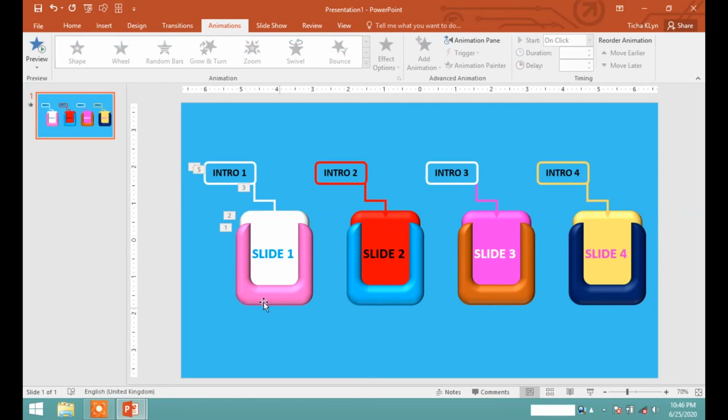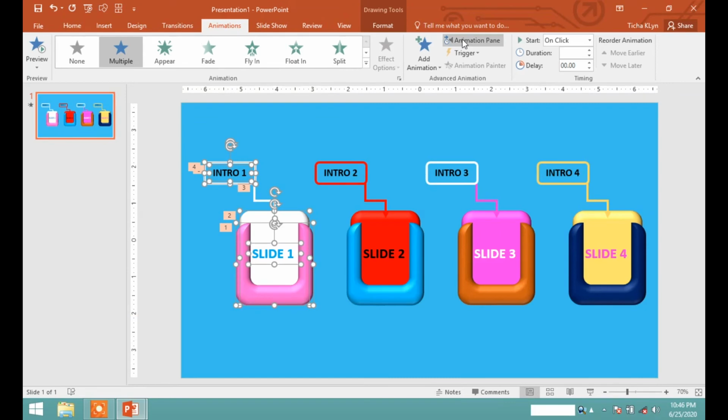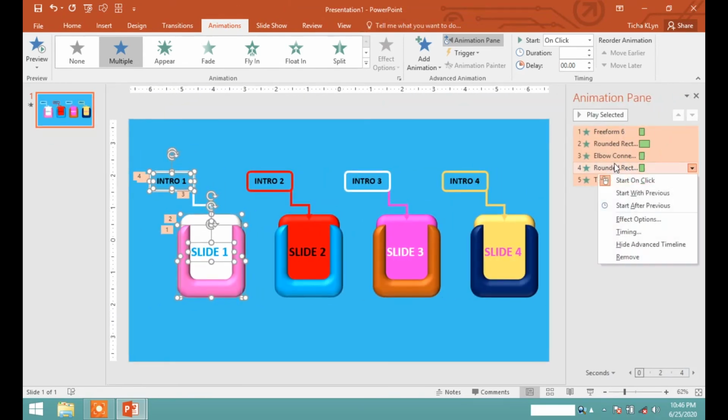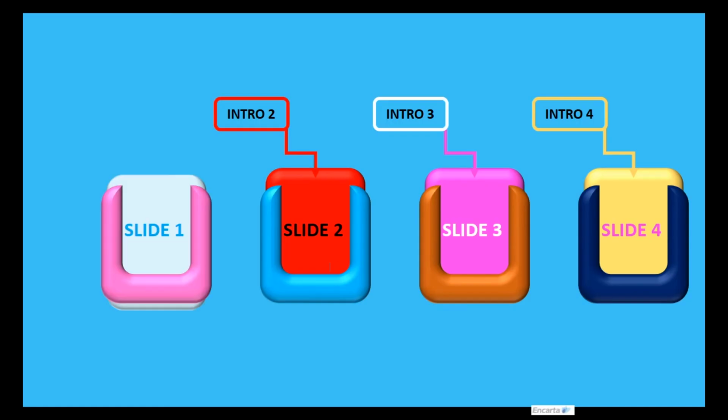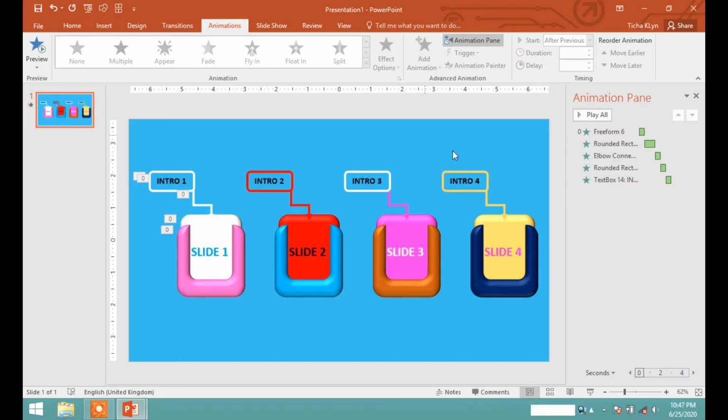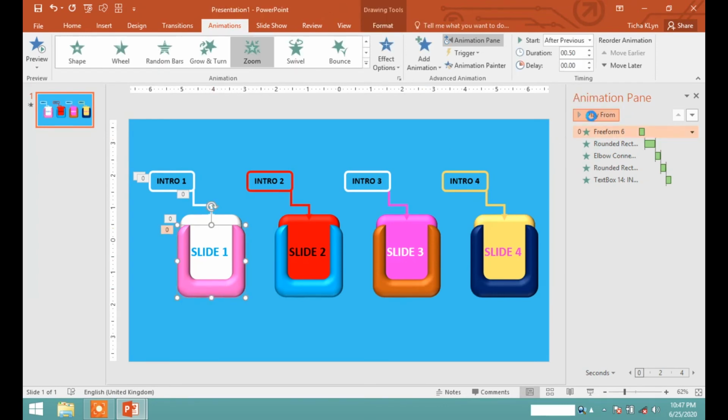The next thing you want to do, you see that the animations here have been numbered from 1 to 5. So in order to make sure they play automatically, you are going to select all of these shapes, go to the animation pane here, and right click anywhere on it and select start after previous. Now everything here will be changed to 0. If we try to preview this template, this is how it's going to appear. If you choose from here and say play from here, you will see that's how it's going to come.